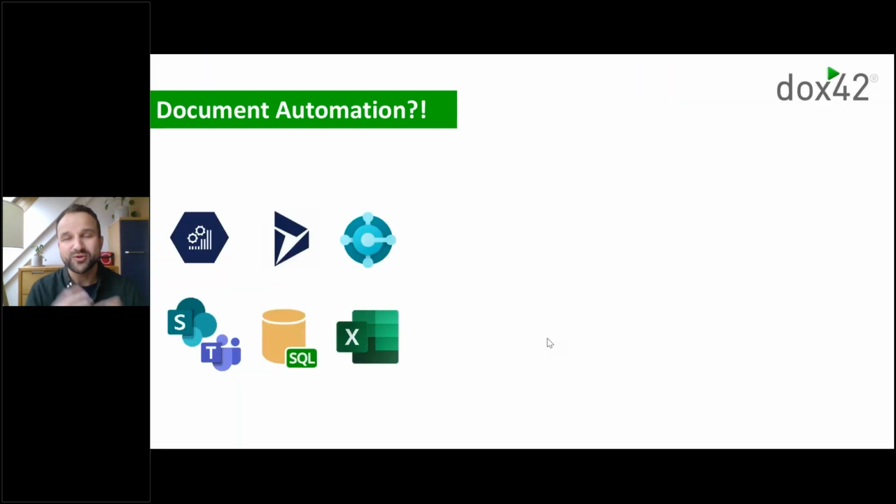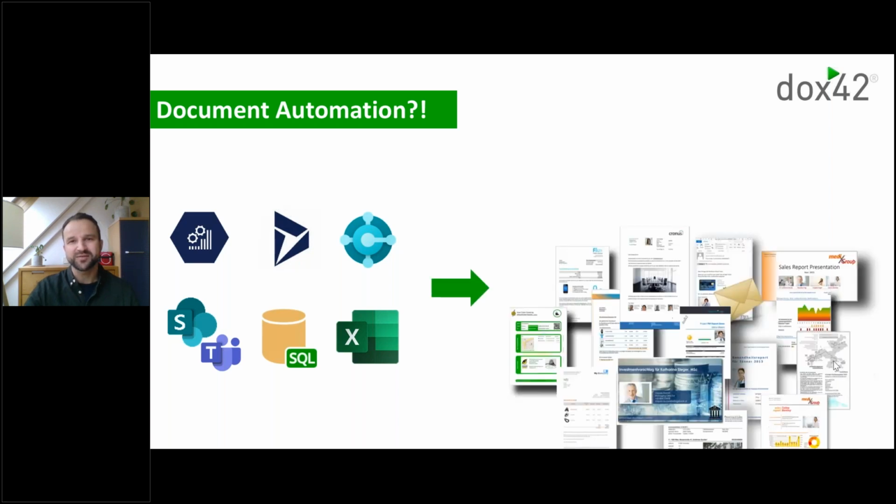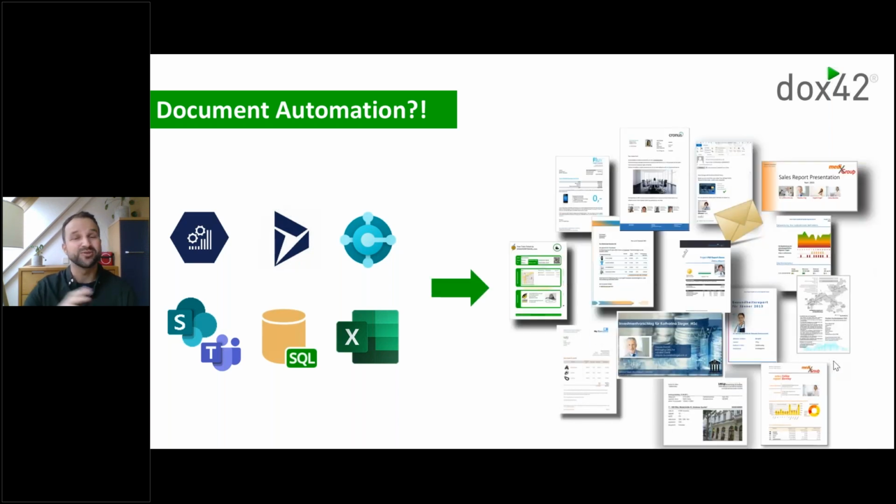So for those of you who don't know Docs42 yet, what is it for? Document automation. Well, that's what the title already says. And what is the challenge here? On the left-hand side, you see icons with a lot of different data sources. At the same time, you want all of these data sources combined into different documents: PowerPoints, Words, contracts, emails. There is also some automatic charting here. And all of this can be done in a simple process with Docs42.